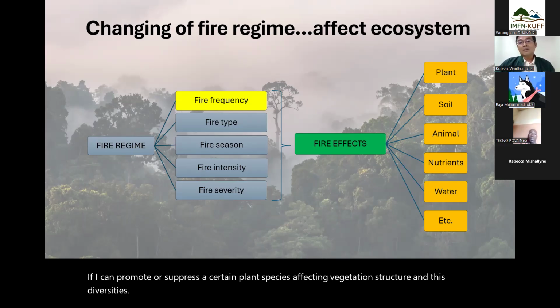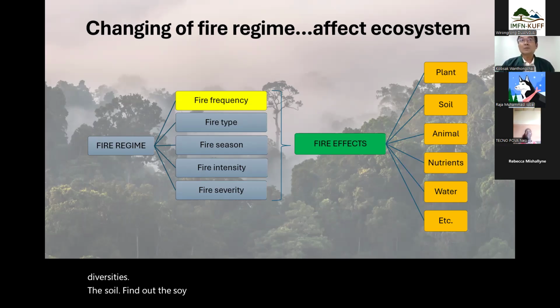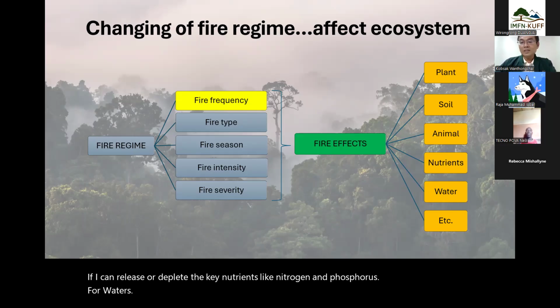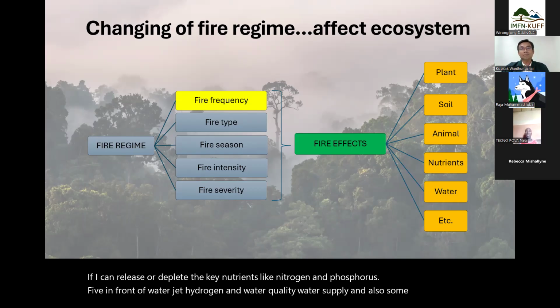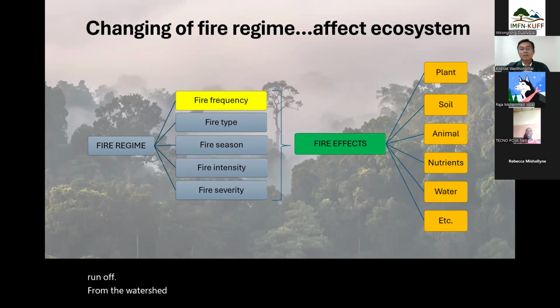For soil, fire alters the soil chemistry, in particular compaction and erosion potential, meaning the soil's physical properties. For animals, fire affects habitat availability, food resources, and survival of fauna. For nutrients, fire can release or deplete key nutrients like nitrogen and phosphorus. For water, fire influences watershed hydrology, water quality, and water supply, and also sediment and runoff from the watershed area.